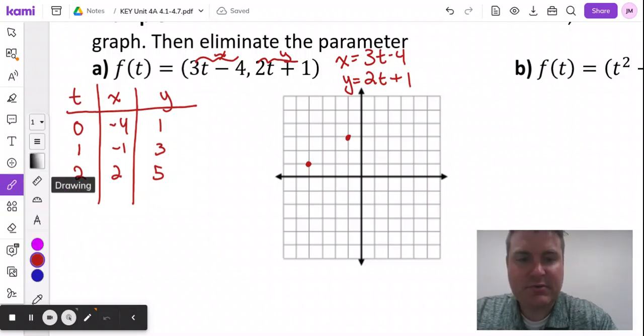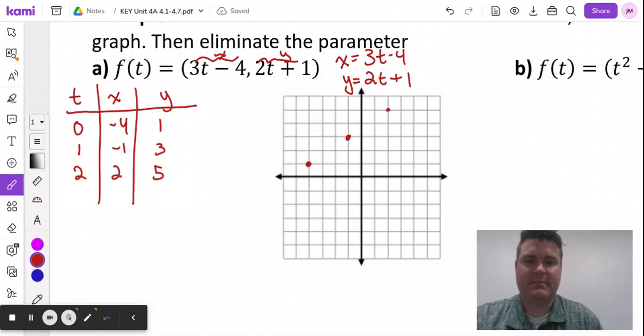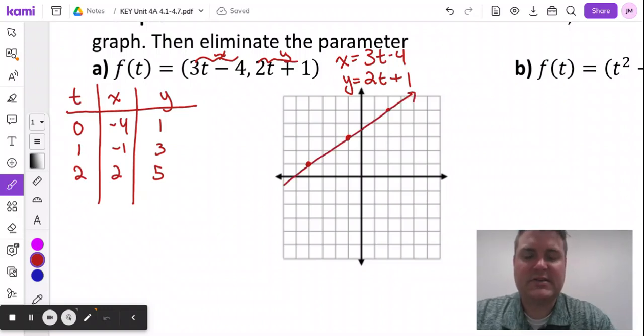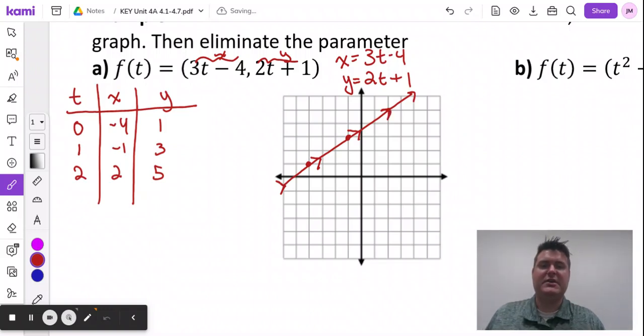So 1, 2, 3, 4, 5 up here. Okay, so I'm going to connect these, and this actually makes a line. So I'm going to connect all of these together. It says indicate direction, so we're going in this direction. So I always put extra arrows in the middle, and actually even put a little tail here at the end because we're indicating what direction this is going. I'll just put another one right here. Maybe a little overkill on all these arrows, but direction matters a lot with parametrics.